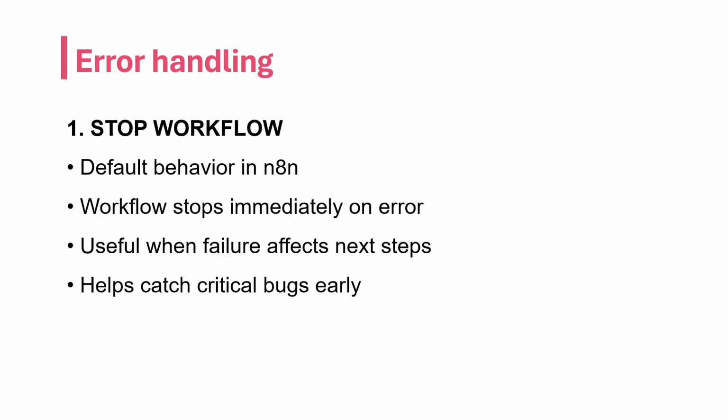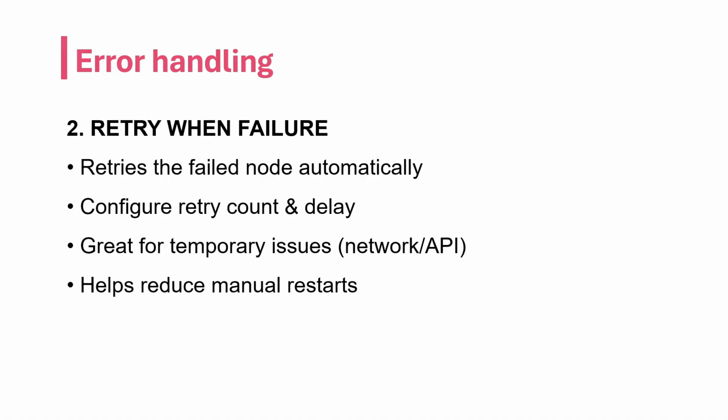So now we will move to the second error handling technique, that is retry on failure. Sometimes errors are temporary, like a network lag or slow API response. In such cases, stopping the entire workflow is unnecessary. With retry on failure, you can set how many times you retry and how long to wait between tries. For example, retry 3 times, wait 5 seconds between each try. This makes your automation much more reliable and self-healing, especially for external API calls or database writes.